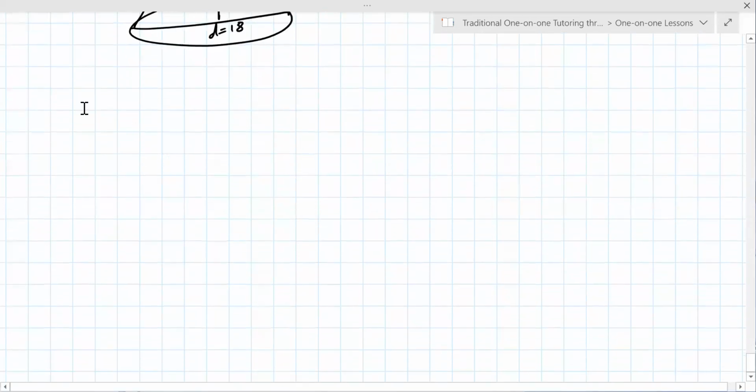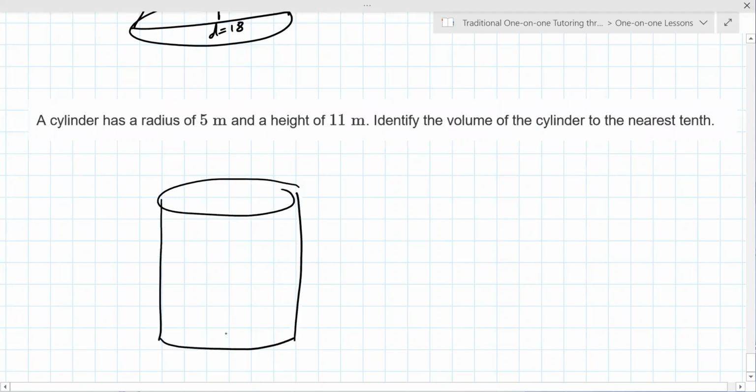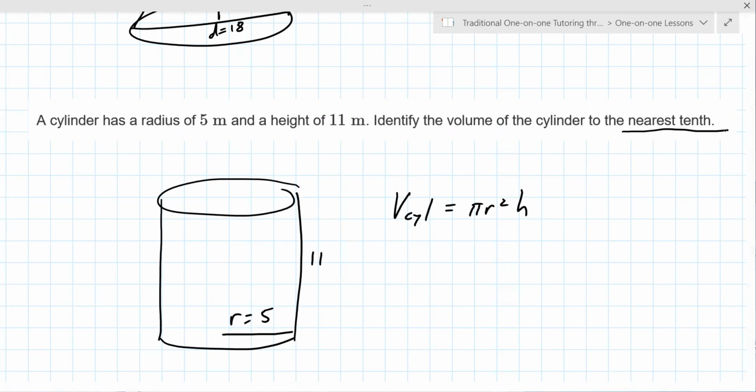All right, the next question here. A cylinder has a radius of 5 and a height of 11. The volume of a cylinder is pi r squared h. Now, see, it says to the nearest tenth. That means you're going to evaluate, including pi in your calculation. 863.9. Okay, and what are the units? Meters cubed. Great.